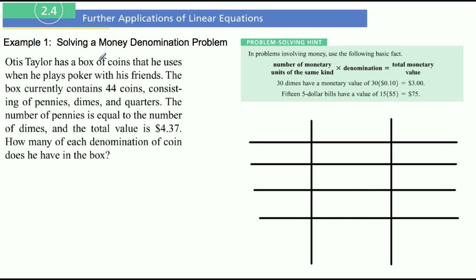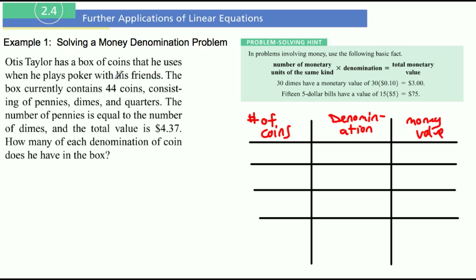So let's go back up to here and let's see if we can make some sense of this. What we're going to do is this column will be the number of coins. This column will be our denomination. So this is the number of coins, denomination, and then the total money, the money value.